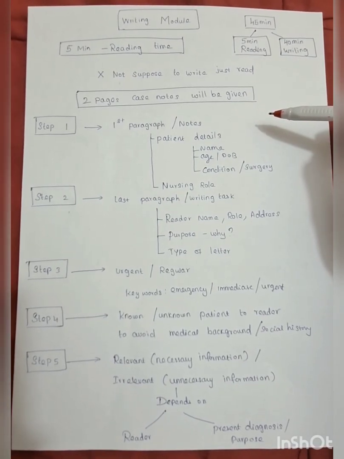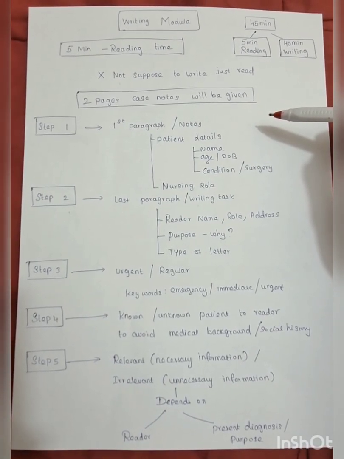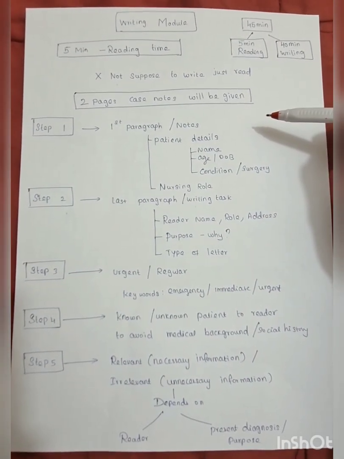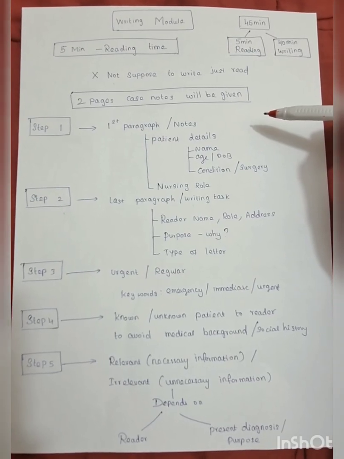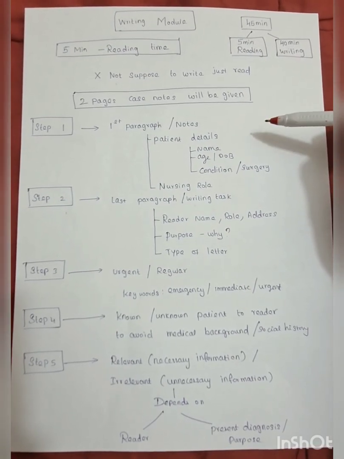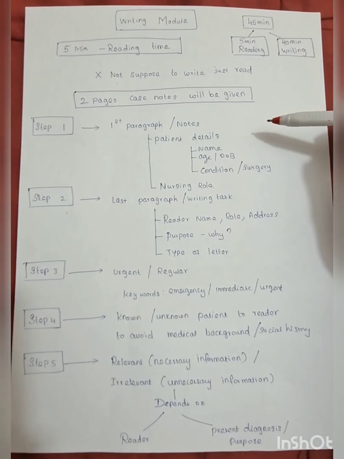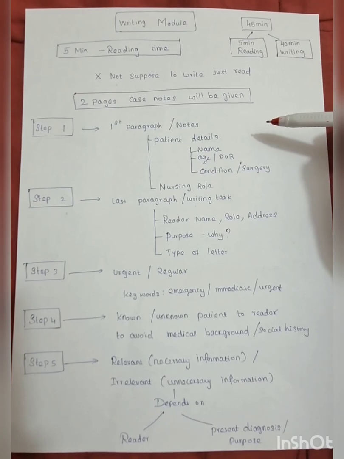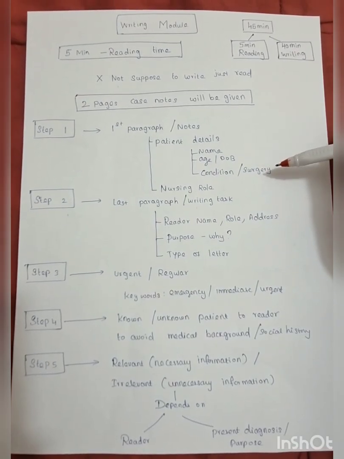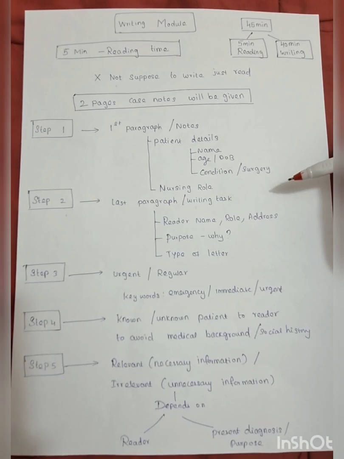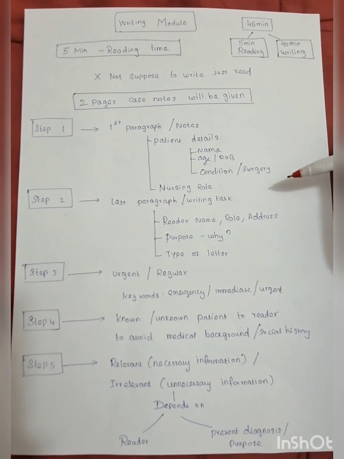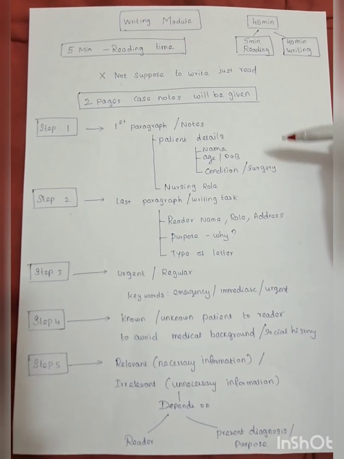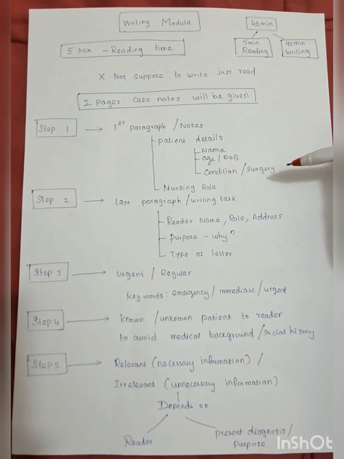In this first paragraph, they will give you your nursing role and patient details. So who you are, what your role is, where you work, such details will be provided. And then the patient details: name, age or DOB, what his condition is, or any surgery provided. Sometimes they don't regularly provide it in the notes, but sometimes they may give the diagnosis, and the admission date and discharge date will be given in this first paragraph.